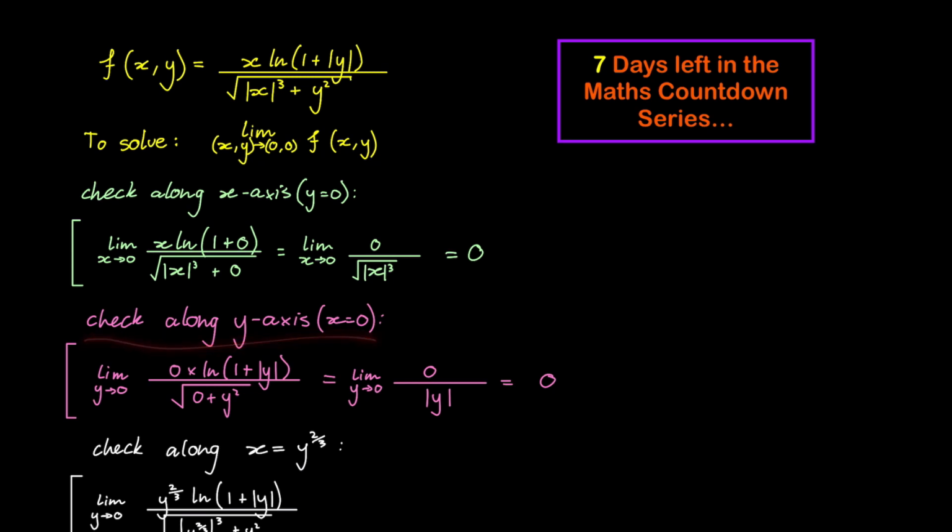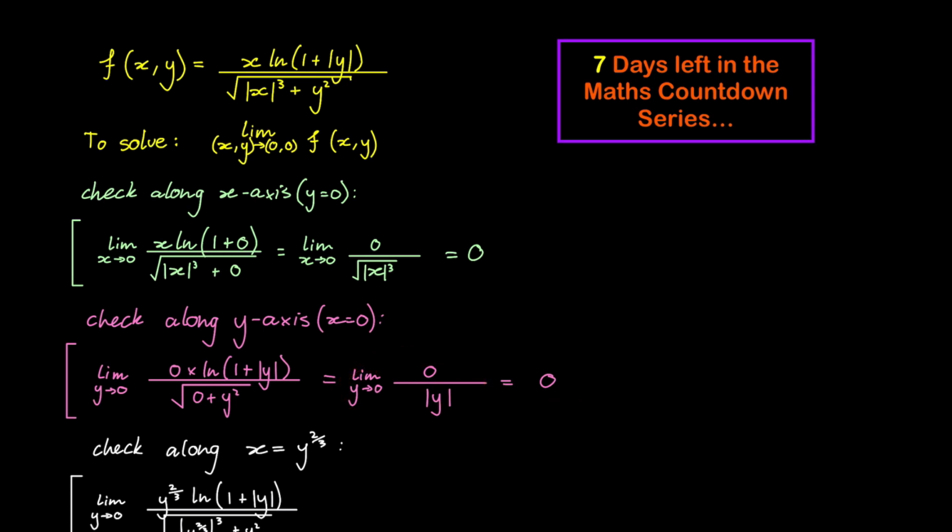So now we need to check it along our y-axis, or our x equals 0 line. In order to do it, we substitute in zeros for our x's, and then we evaluate this limit as y approaches 0, because our function is now strictly in terms of y. So our numerator simplifies to 0, and our denominator to the absolute value of y. It simplifies to the absolute value of y because the square root of y squared is the absolute value of y. So this limit then goes to 0.